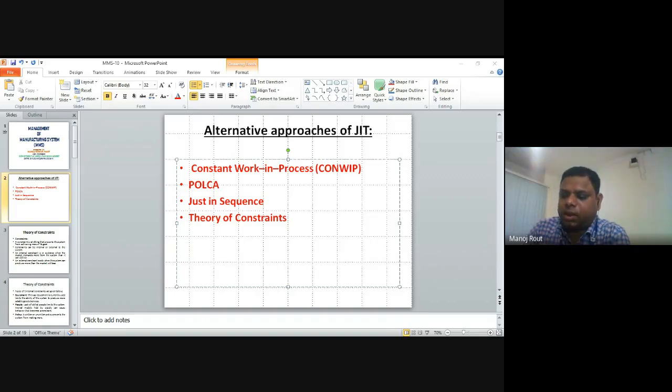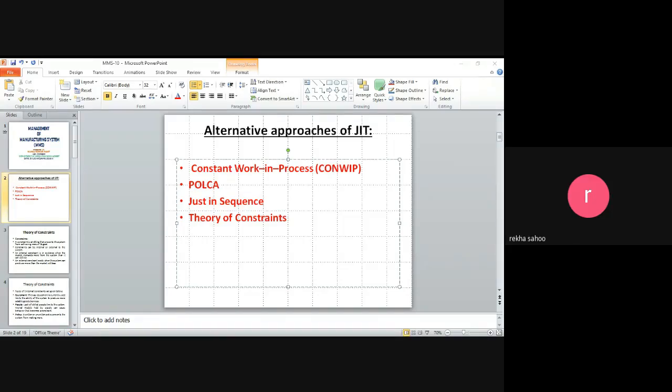The next question is, what is process map? Manasi Vera, what is process map? Sir, I don't know. Yes, Rekha? It demonstrates the flow of processes carried out in the organization.